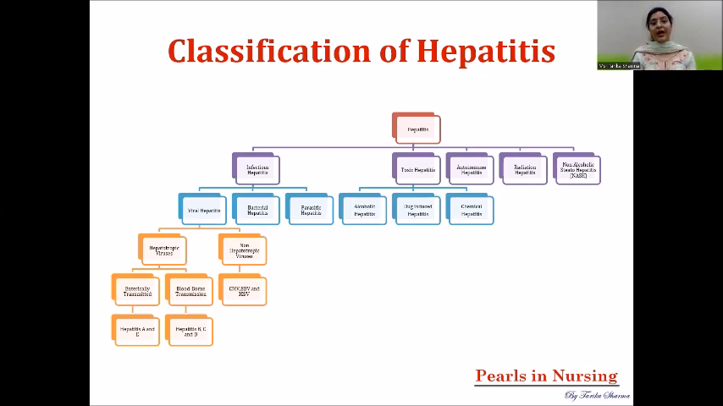Then you can also have radiation hepatitis. As the name says, if there is any irradiation to the liver or the surrounding organs, prolonged radiation can also cause damage to the hepatocytes and may also cause hepatitis. That type of hepatitis is known as radiation hepatitis.